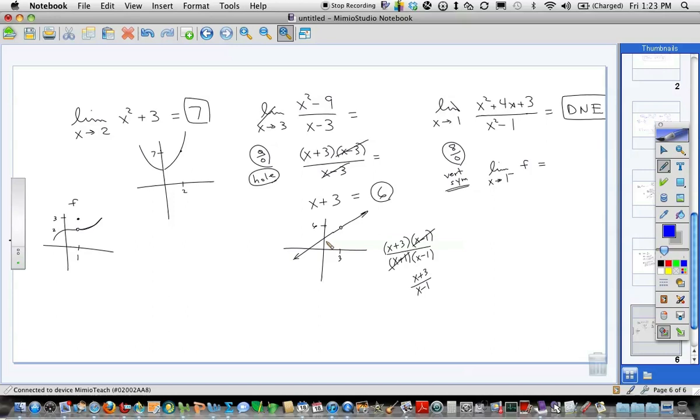Now, of course, if I put a 1 in, I get 4 over 0. Well, it doesn't matter if you get 8 over 0 or 4 over 0, whatever. It still means vertical asymptote. So I'm going to look at x as x gets close to 1 from the left. I don't have a graph to look at, so what number would be getting close to 1 from the left?